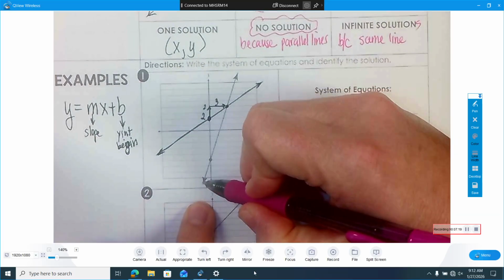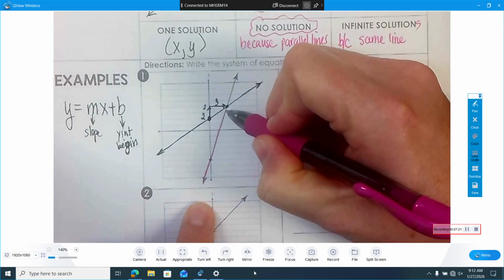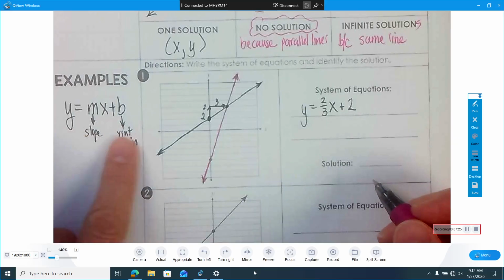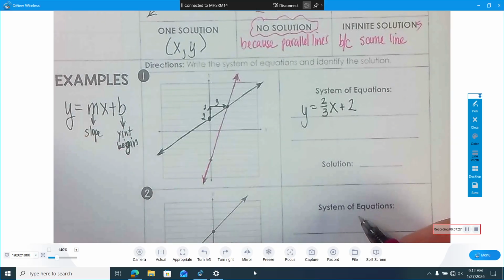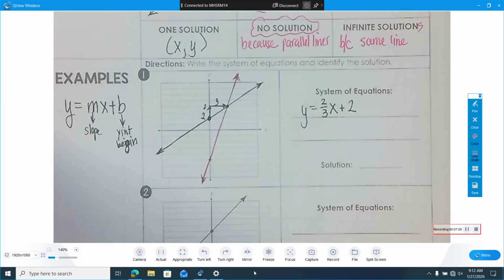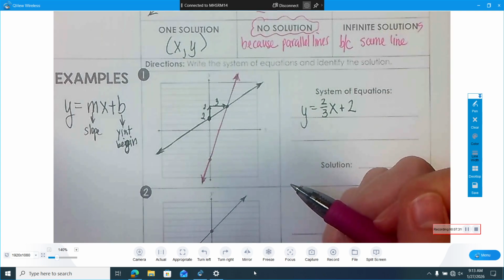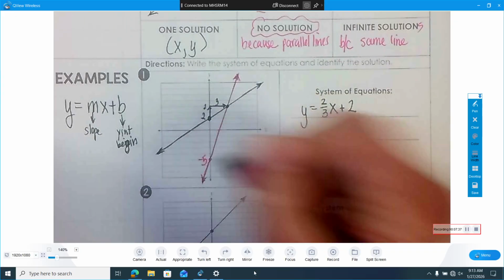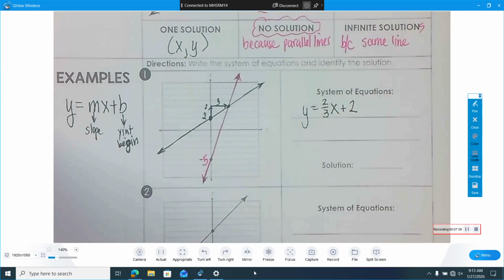Now I want to do this other equation here. This is the pink line that I'm drawing here. And again, I want to find the equation for it. So where does this pink line begin? 1, 2, 3, 4, 5. Good. -5. It begins at -5.